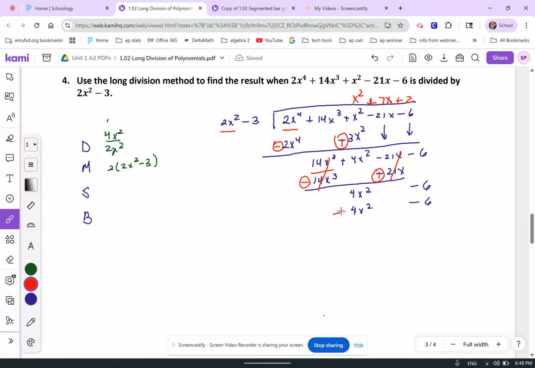Now we subtract. You have to, even if you see in your head that it's going to be 0, in order to get full credit, you need to make sure that you show the final remainder. In this case, it's 0. So the quotient, which is the solution to a division problem, is x squared plus 7x plus 2.